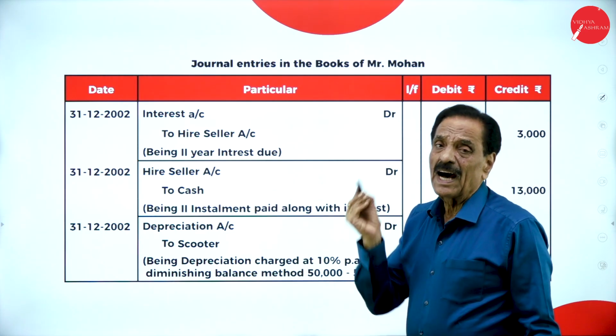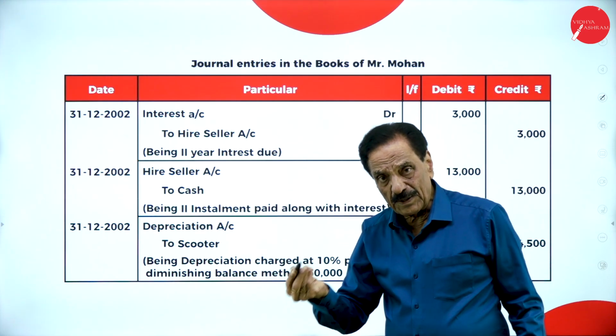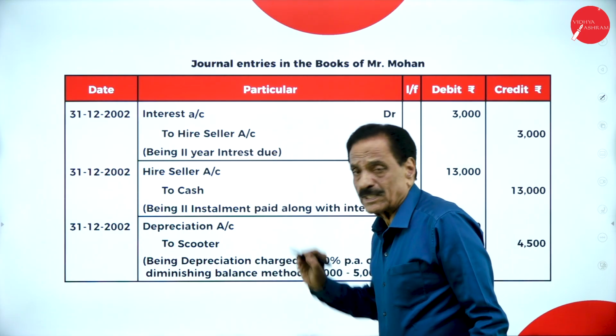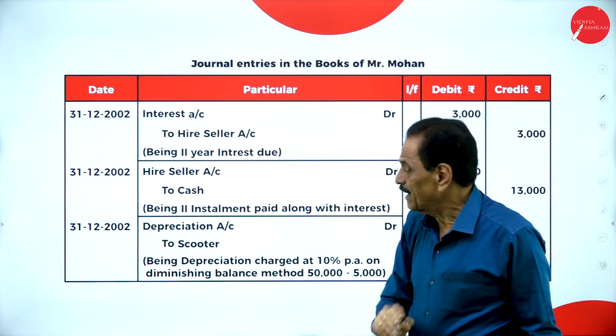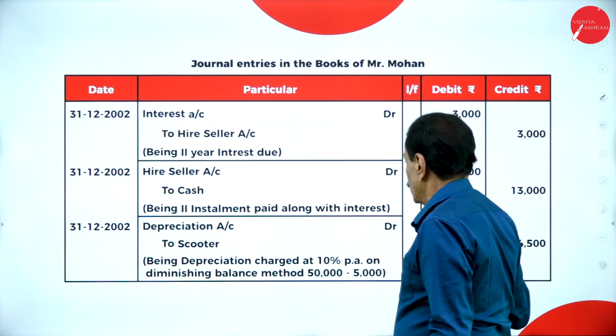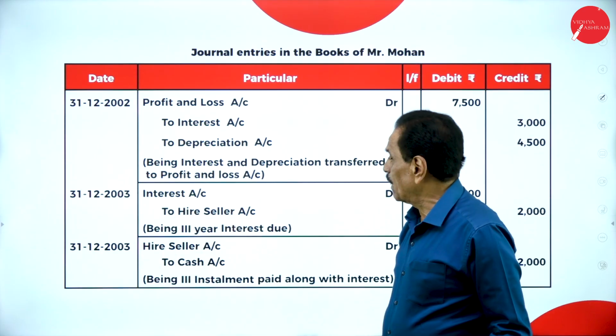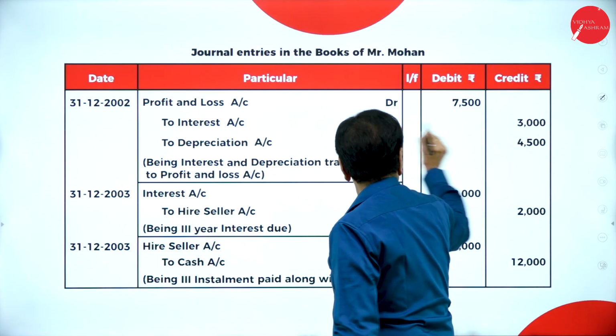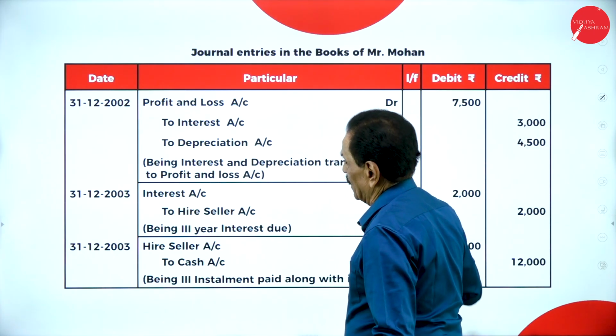The hire purchaser says I have to pay the money to the hire seller. Then he pays the money. Hire seller account debit to cash account. Then depreciation of that year: depreciation account debit to scooter account. Transfer entry to profit and loss account: profit and loss account debit to interest account and depreciation account.